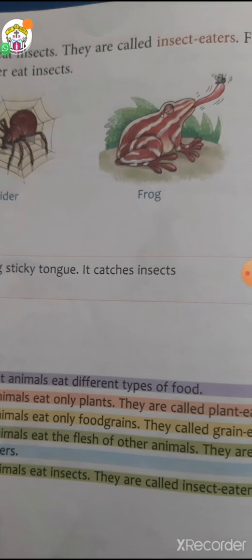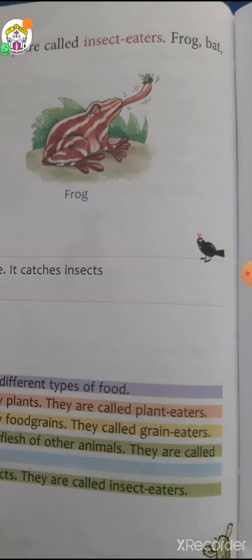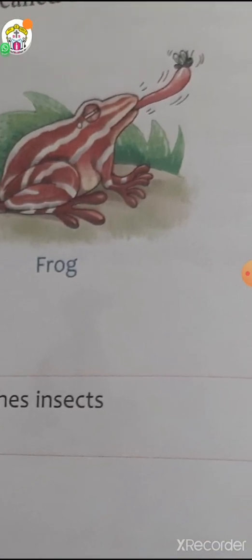अब जब वो insects को खाते हैं तो what they are should be called? They are called insect eaters. Frog, okay, we can see the picture of a frog. See the long tongue. इसकी जो टंग की क्वालिटी होती है ना बेटा, वो स्टिकी होती है.